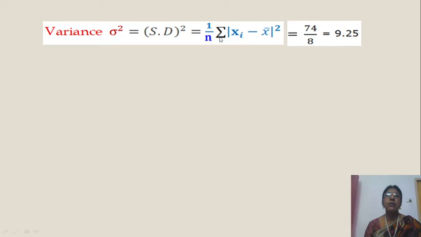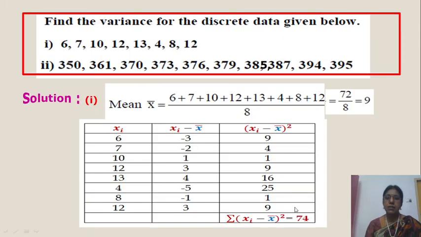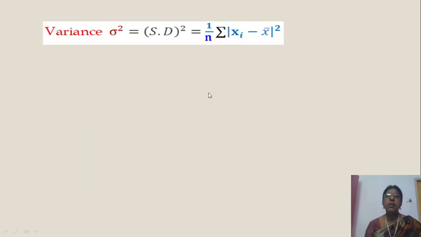Substitute all the values. You get 1 by n means 8. Summation of this value from table, 74. So this one is 74, n is 8. So 74 by 8 you get 9.25, which is variance.